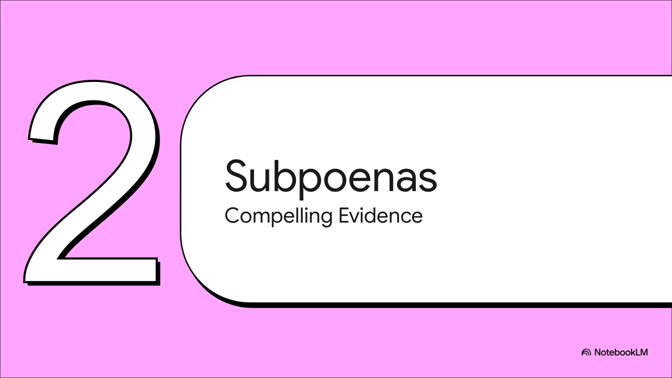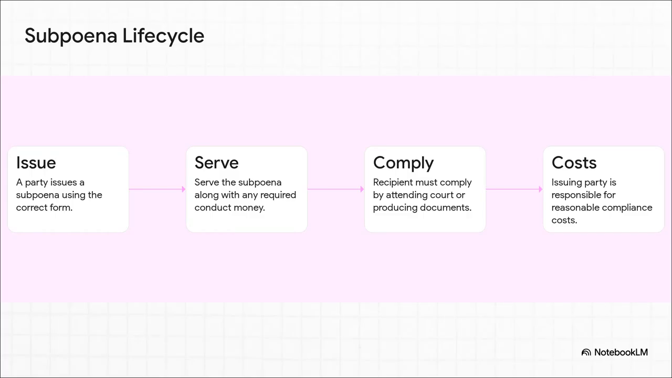All right, next up in our toolkit is a real game changer. So what happens when the document or the testimony you desperately need is with someone who isn't actually part of the case? Well, that's when you reach for Part 4 of the UCPR and the power of the subpoena. For your bar exam, you can't just know what a subpoena is. You have to know its entire life cycle. Think of it as a four-step process. First, you issue it, making sure you use the right form. Second, you serve it properly. Third, the person who gets it has to comply. And fourth, remember this, you, the party who issued it, you're on the hook for their reasonable costs.